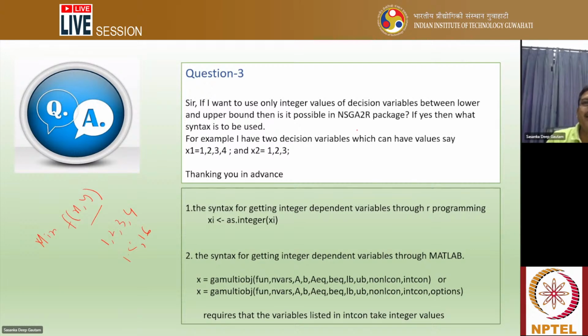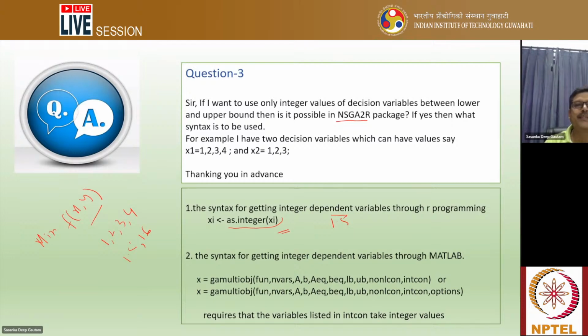Now the question is, in R with NSGA-II, how can I solve this mixed integer problem? The package we have used has no provision to solve mixed integer problems. In that case, for a particular variable, I can define it as an integer variable. This is a continuous variable, suppose this is 1.5, so I can convert that particular variable to an integer variable using as.integer.